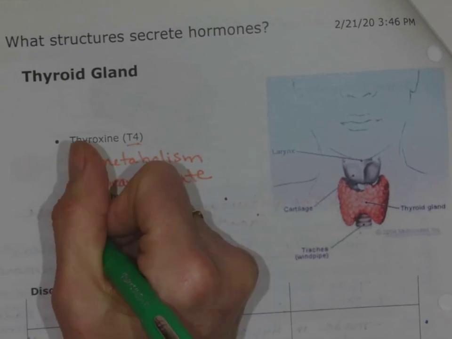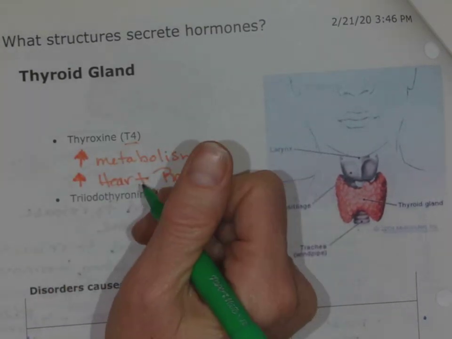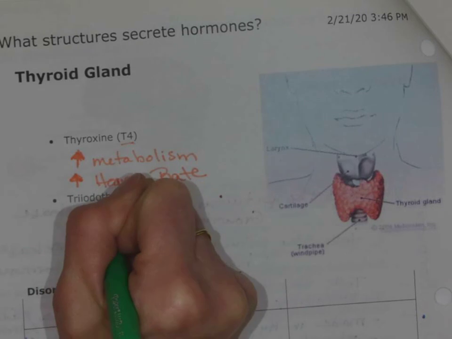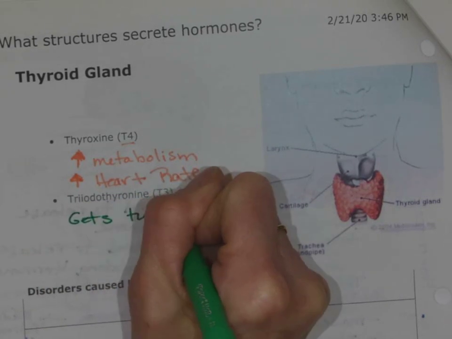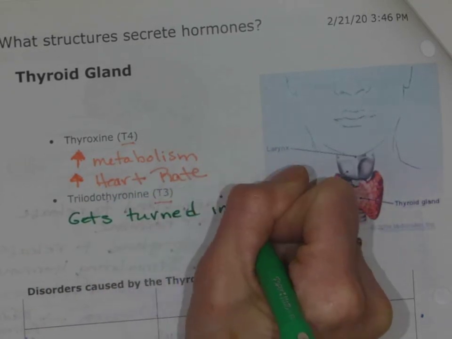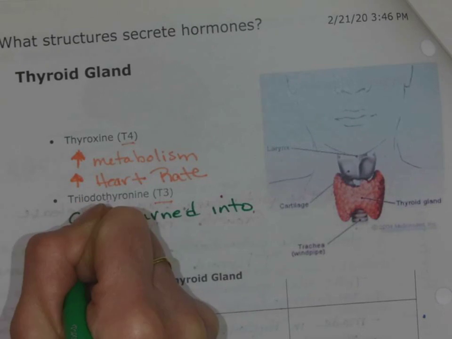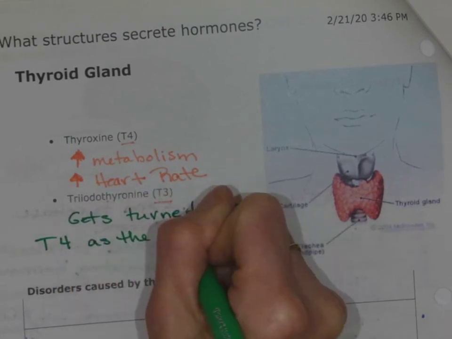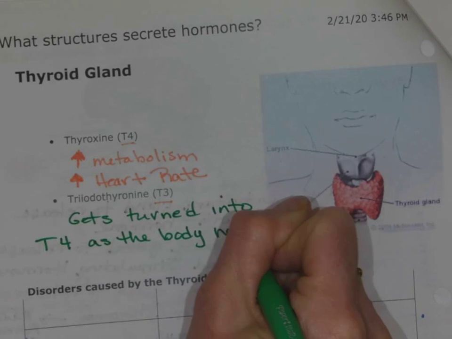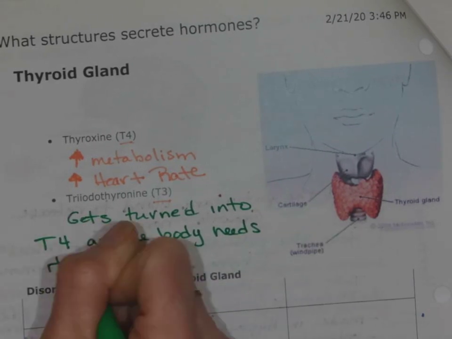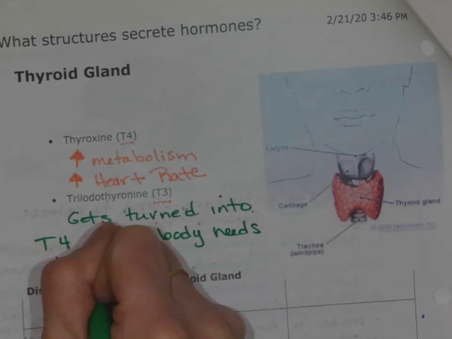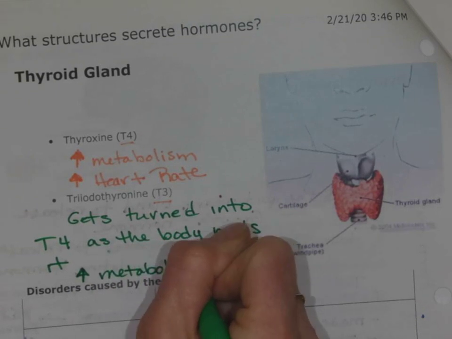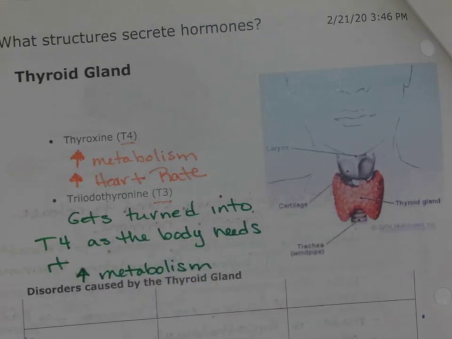T3, on the other hand, is kind of a precursor to T4. So it gets turned into T4 as your body needs it. So its job is also to increase metabolism. Now you have to remember that these are tropic hormones.